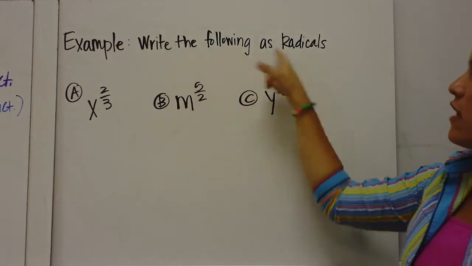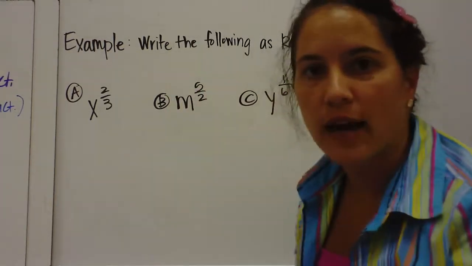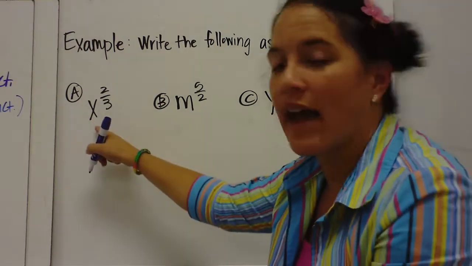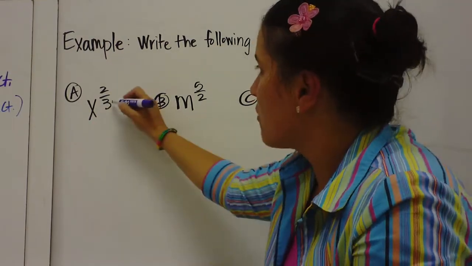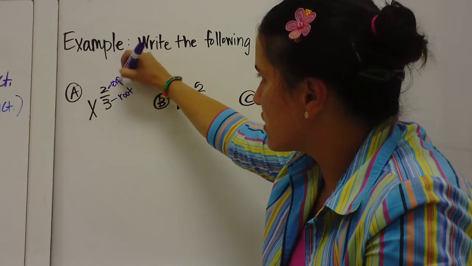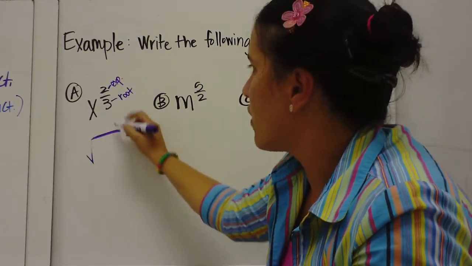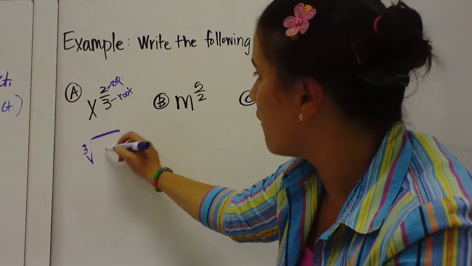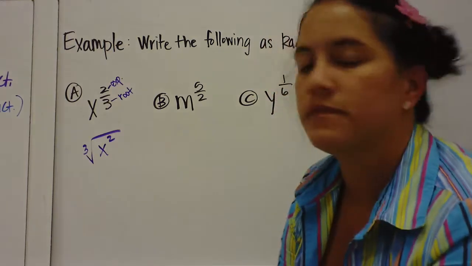All right, write the following as radicals. Write the following using the radical symbol, the square root symbol. So x to the 2/3. Now remember, this bottom is your root, and this is your exponent. So you want to find the cube root. That's our root: the cube root of x squared.